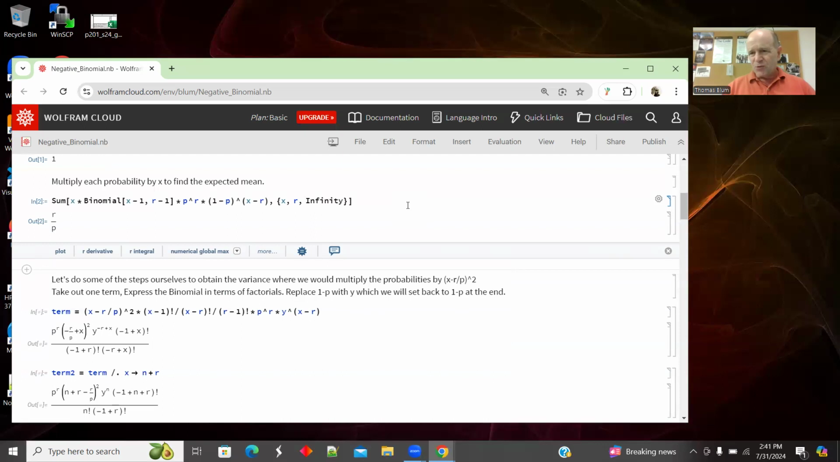That makes sense. In the geometric case, where I was only looking for 1 success, it was 1 over p. Now we're just multiplying that by r. I want r successes, so it's going to take me r over p.